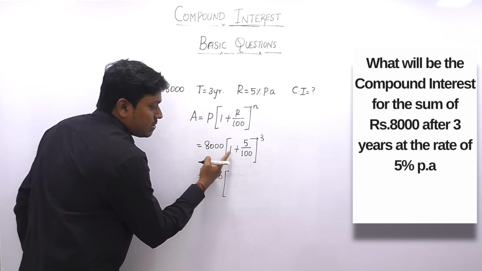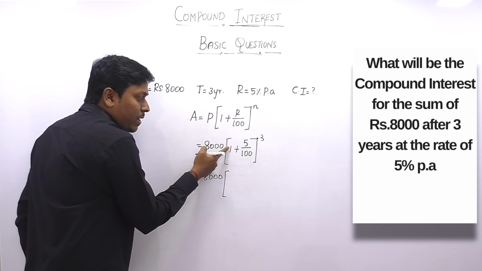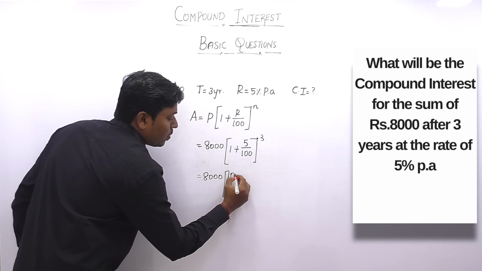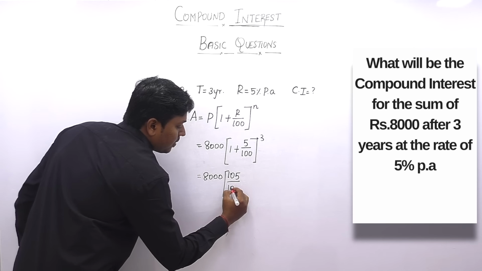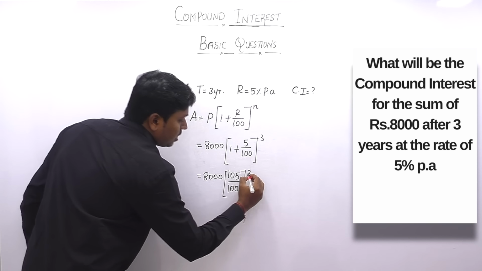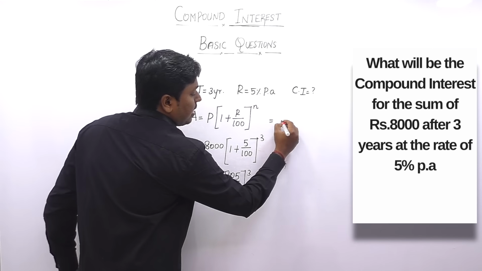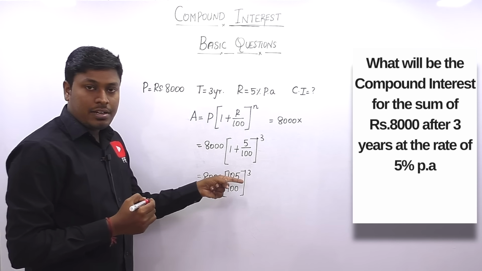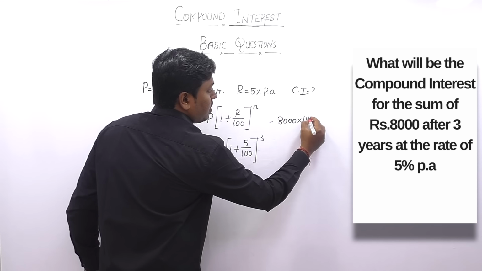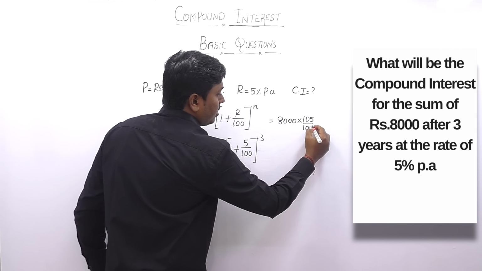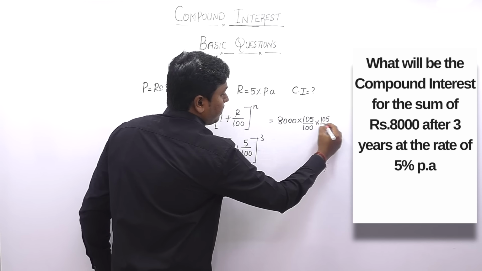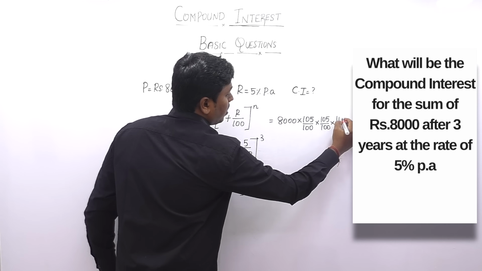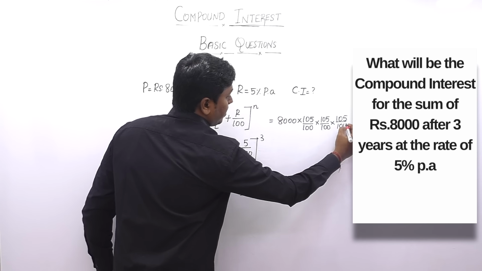So listen here friends, 1 plus 5 by 100. So 100 into 1 will be 100. So 100 plus 5 will be 105. So 105 divided by 100, power cube. So finally this can be written as 8,000 into (105 divided by 100) cube. So let me write this 3 times. So 105 divided by 100 into 105 divided by 100, similarly 105 divided by 100.